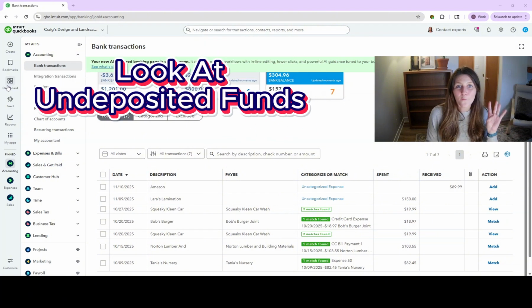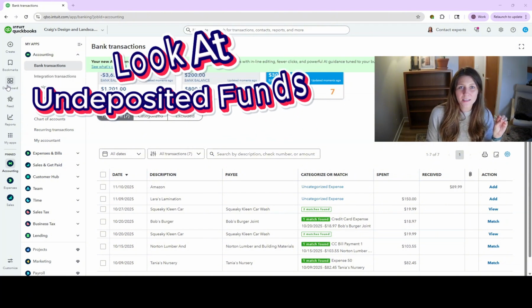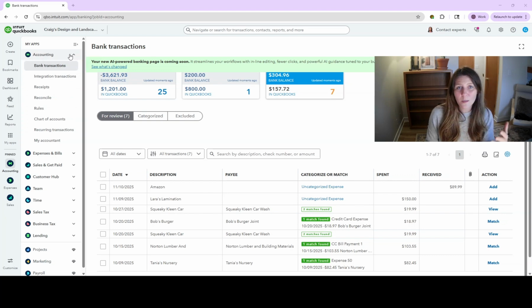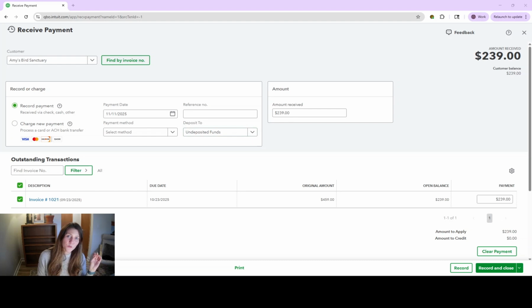Okay, step 4. Look at undeposited funds. So if you're unsure what undeposited funds is, it's just a temporary holding account in QuickBooks Online. So say you collected a payment from a customer and recorded it in your QuickBooks Online. And when you recorded the payment, you deposited it into the undeposited funds account.